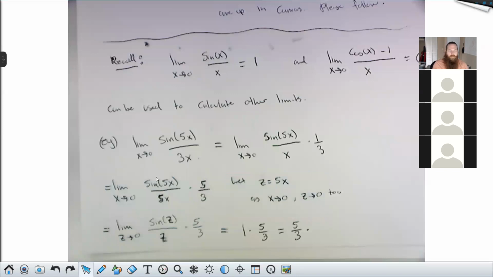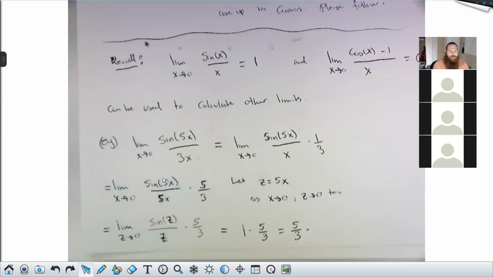What matters is that the inside of the sine function is going to 0, and the thing downstairs is the same as the thing inside the sine function. So as long as these match and the thing inside is also going to 0, that's really the purpose of this step, is to acknowledge that as x goes to 0, 5x also goes to 0. So this really is like sine of theta over theta as theta goes to 0, or sine of z over z as z goes to 0.